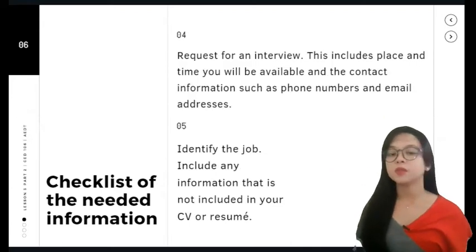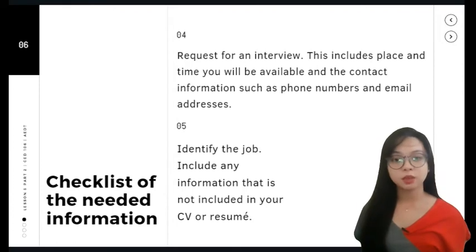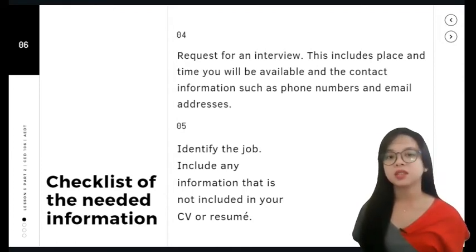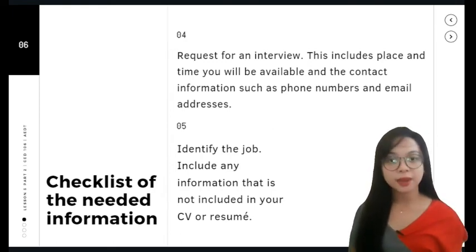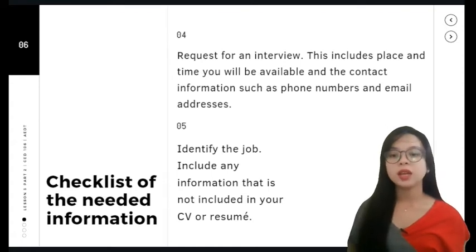Next is the request for an interview. So this includes the place and time you'll be available and the contact information such as phone numbers and email addresses, so that whenever a company is interested to having your service, they will be able to reach out to you easily. You have to identify the job. You have to include any information that's not included in your CV or resume.